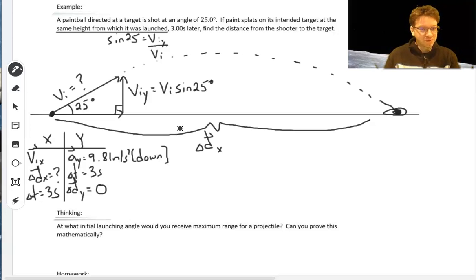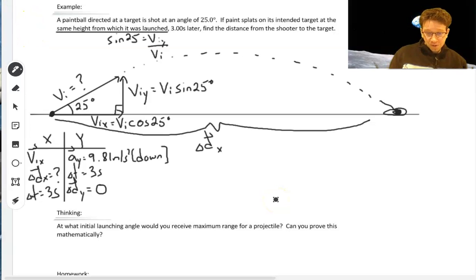This is why I've told you before, it's good to get into the habit of writing variables instead of numbers all the time, because sometimes expressions can help you, even if you can't solve for the actual number. Okay? And we can do the same thing to solve for our x component. It's just equal to our hypotenuse or our initial velocity times the cos of 25 degrees.